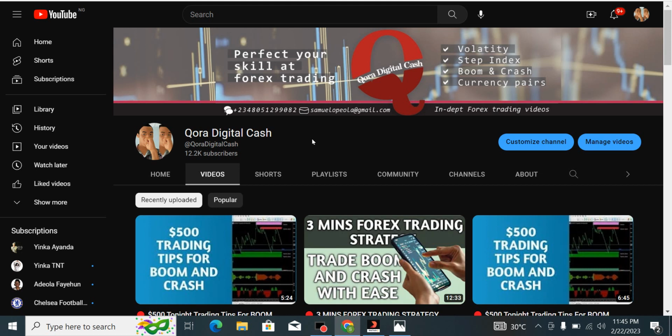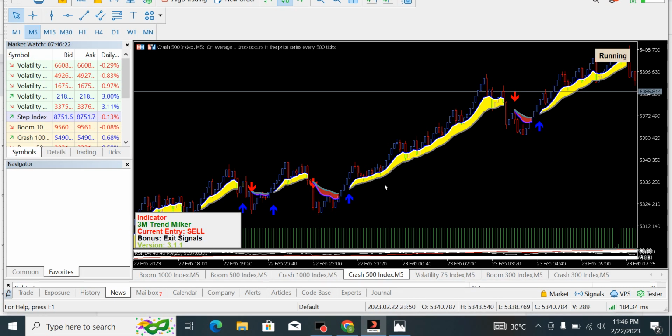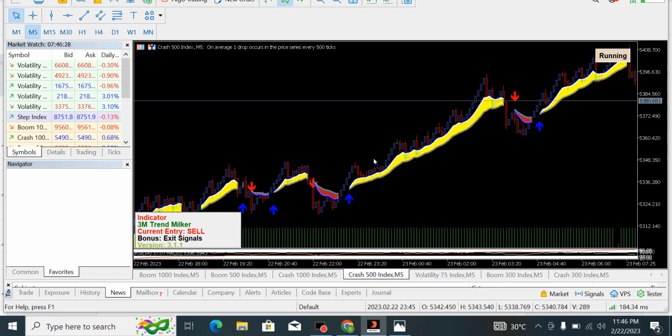So quickly, let's go straight into what we have right here, checking out the candle patterns and seeing how we can put them into use. But first, guys, these are the three major things that are very important. Your trend is always very important. If you don't know how to identify your trend, that is why the 3M trend milker trading indicator is there to help you understand and identify your entry point.